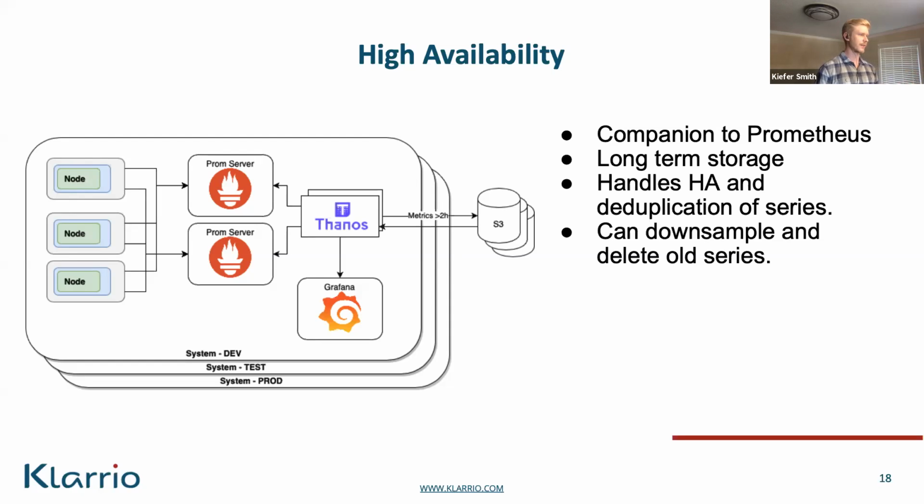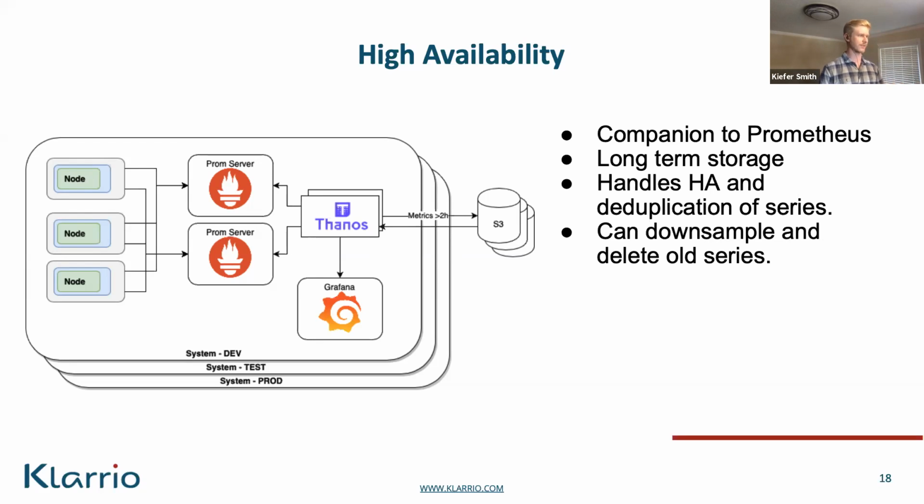Thanos also handles some bucket operations, so you can downsample after a certain period of time. Say after 1 week, you're not necessarily caring about 1 second granularity, you can up it to 5 seconds, 15 seconds, whatever you think makes sense for your use case. And you can eventually mark series for deletion. So if you need to be efficient with your space, you can say, after 30 days, after a year, go ahead and toss out those old metrics that I don't need.